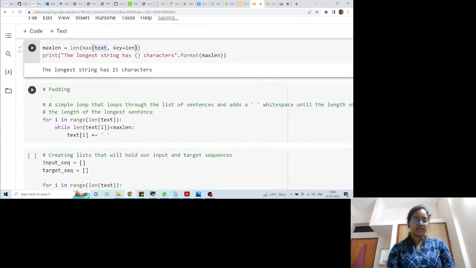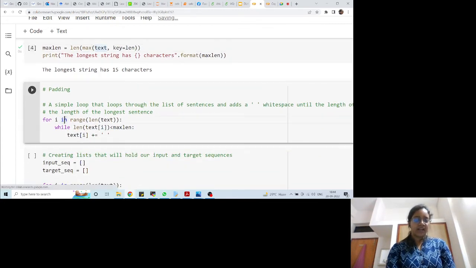That is what is done here. So a padding is done, using the space basically. So if a sentence has, suppose, 10 characters, you add 5 spaces at the end of it to make it 15.